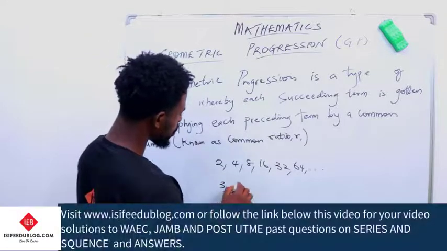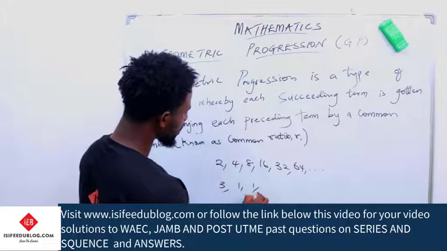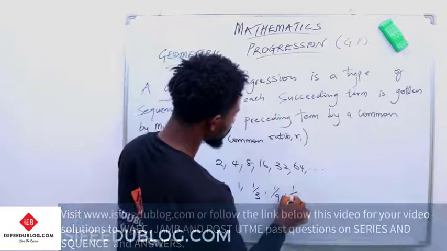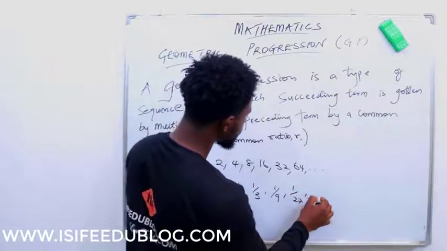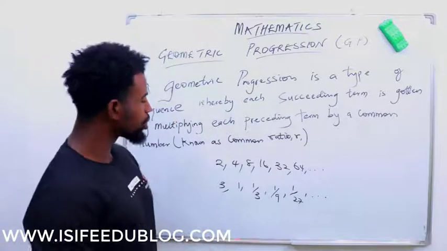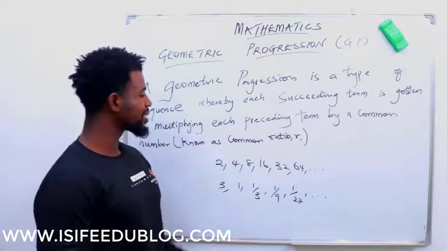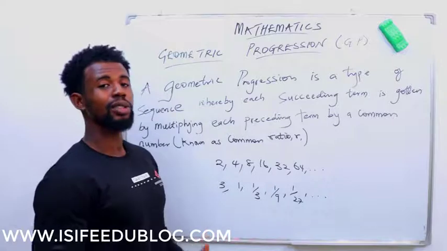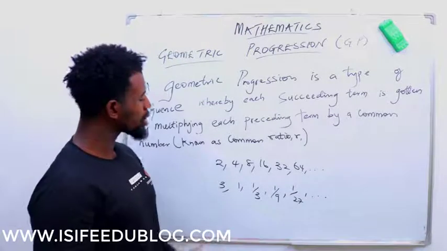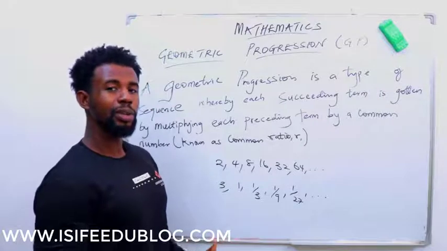Right? Now, another good example is something like, let's say 3, 1, 1 over 3, 1 over 9, 1 over 27, so on and so forth. If you look at this group of numbers, you find out that they are obeying a particular order. So it is a sequence, right? But what pattern are they observing?